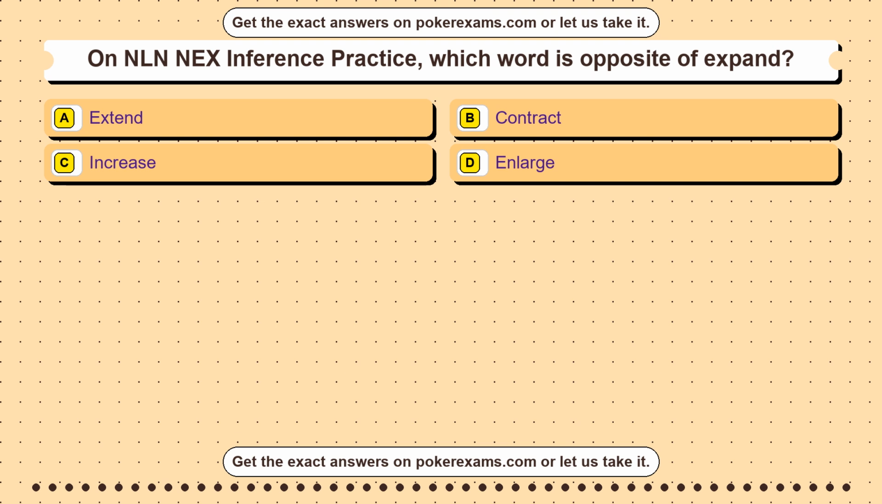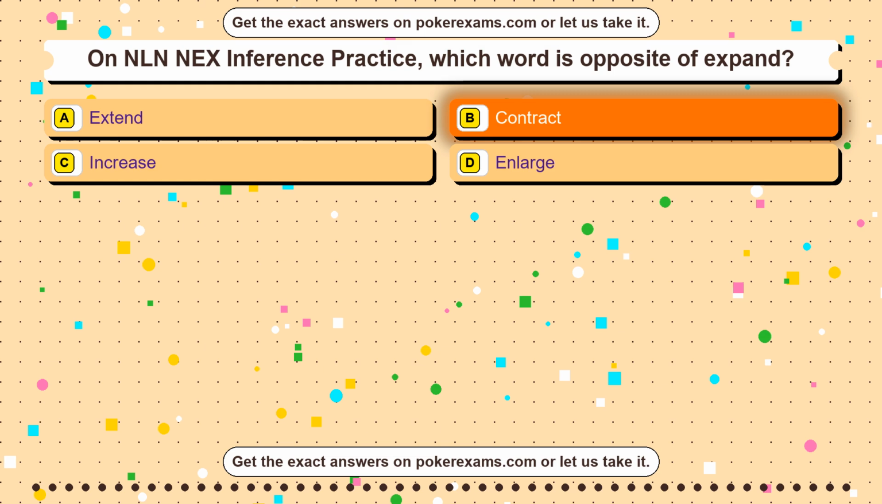Question 4. On NLN NEX Inference Practice, which word is opposite of expand? Option A. Extend. Option B. Contract. Option C. Increase. Option D. Enlarge. The correct answer is option B.